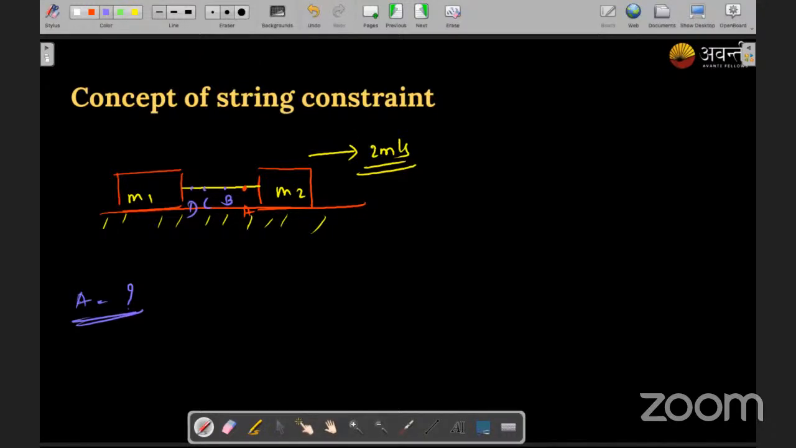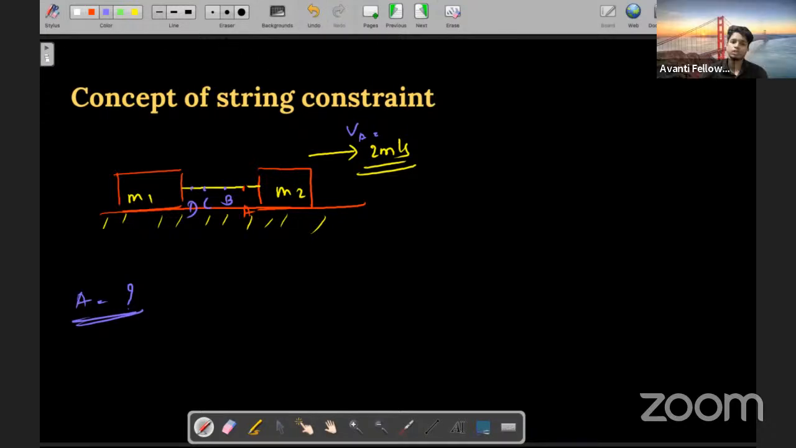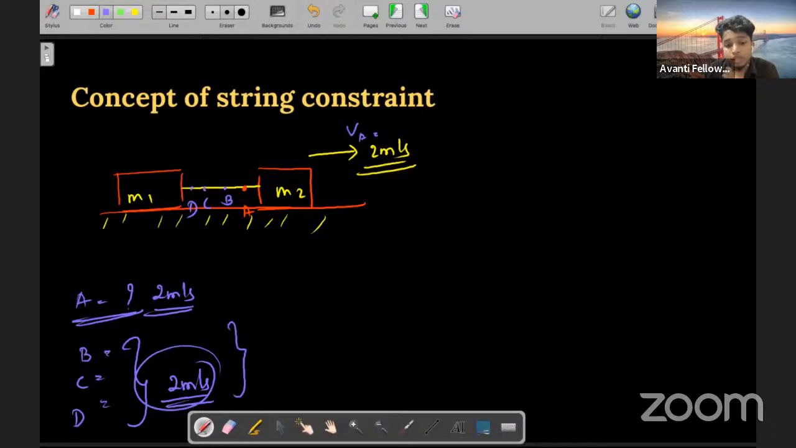Let me know. VA will move with the velocity 2 meter per second. Since the strings are attached, with what velocity will this point A move? Yes. Very good. That is 2 meter per second. If I'm taking B, C, or D, what velocity? All of these will move with the velocity 2 meter per second. Yes. Why? Because these are attached through a string. Then if that is the case, students, with what velocity will this m2 move then?